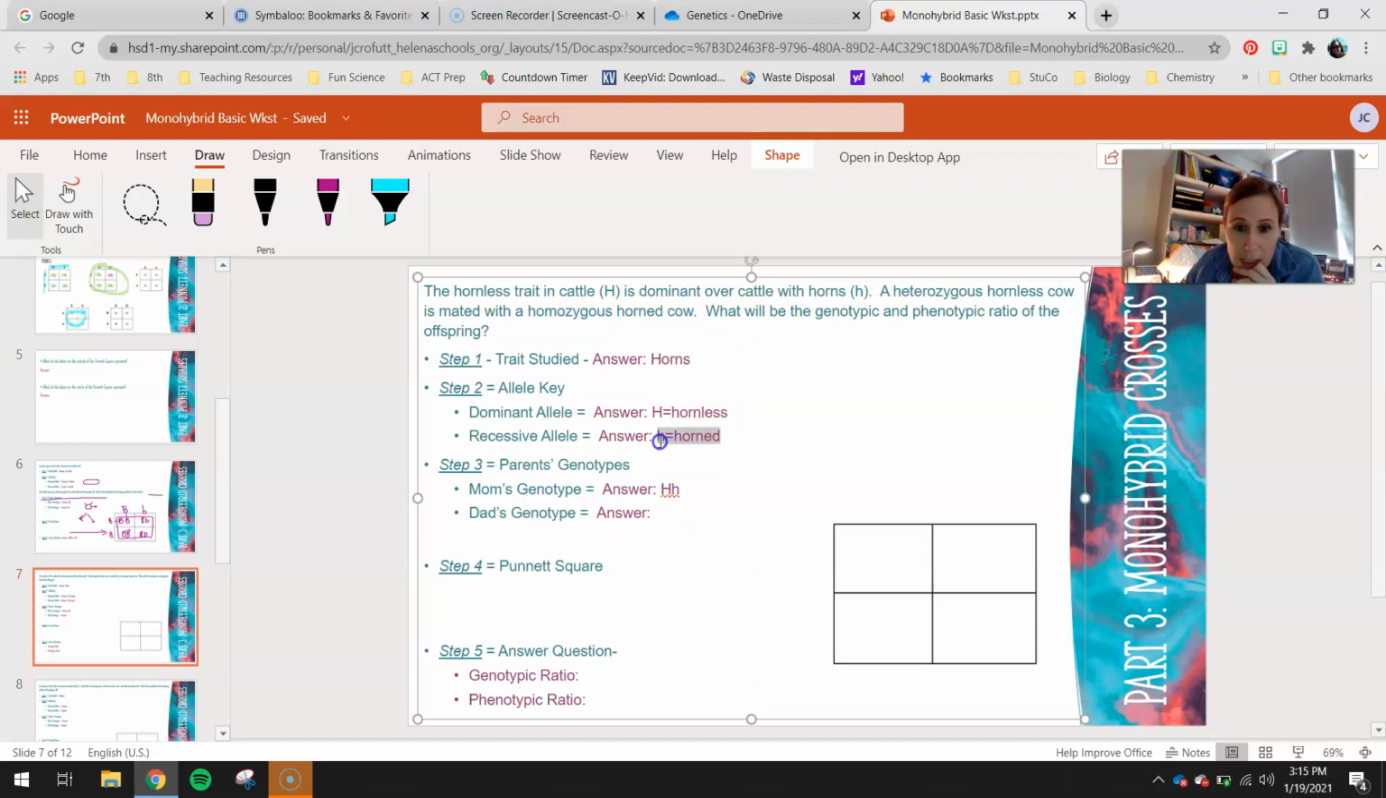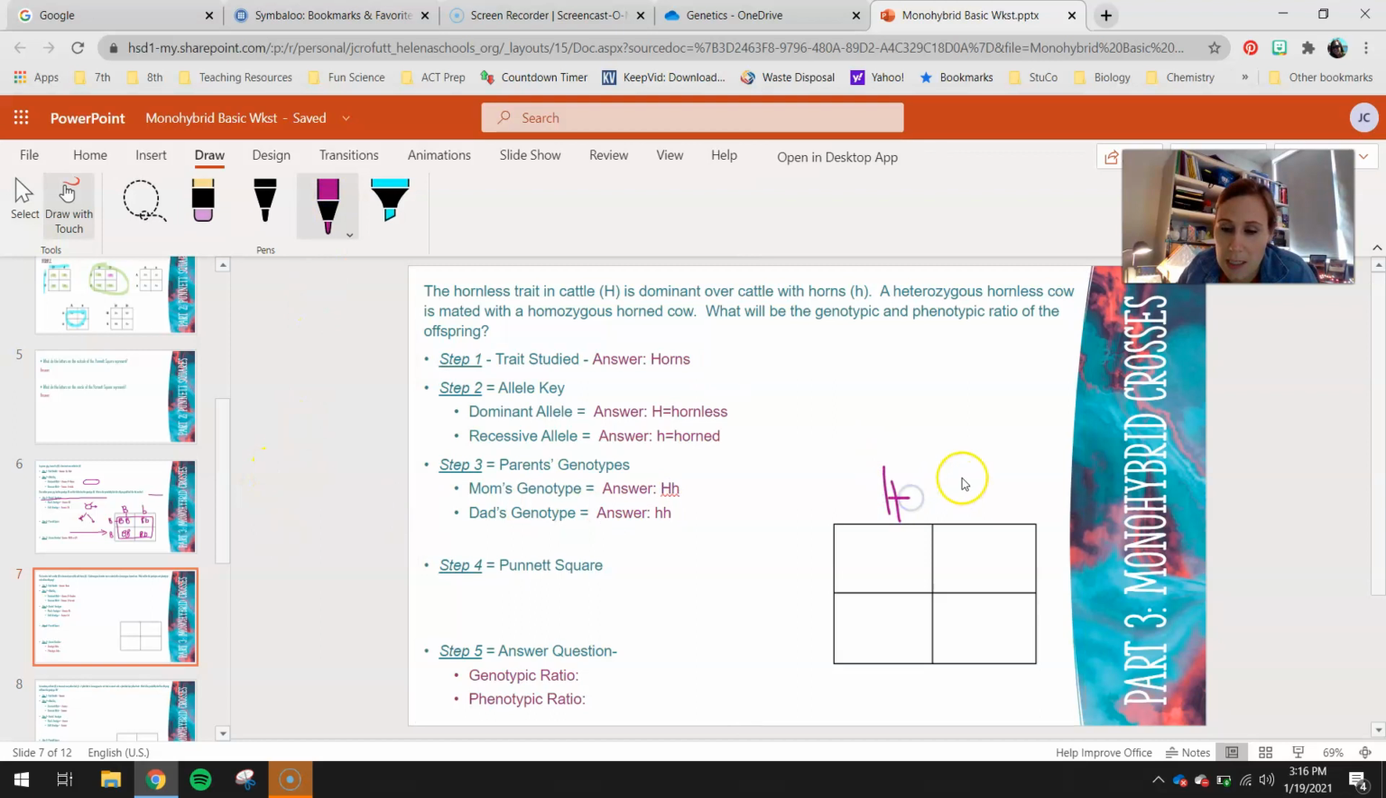So if we look here, we see that horned is little h. And if it's homozygous, remember homo means the same. So it's going to have two little h's. So I'm going to go little h. And then I can go ahead and fill out my Punnett square. Big H. Again, it doesn't matter which parent goes where. And then little h. So this parent can either pass down a big H or a little h. This one can either pass down a little h or a little h. So that's where I get the outside grid parts, from which alleles the parents could pass down.